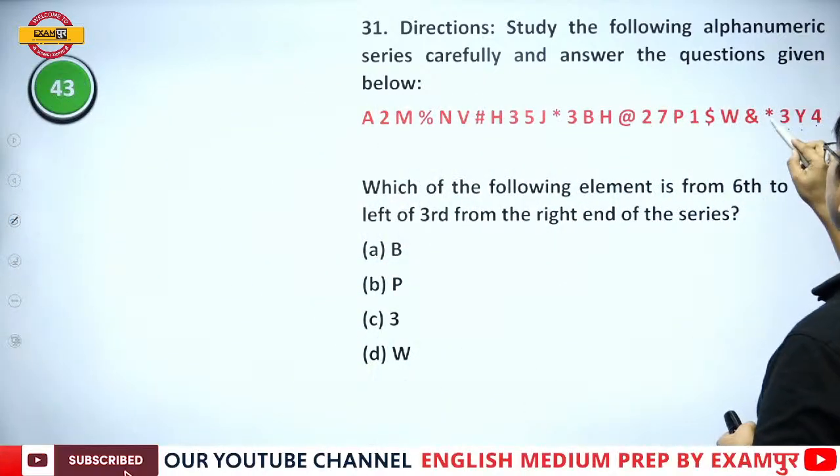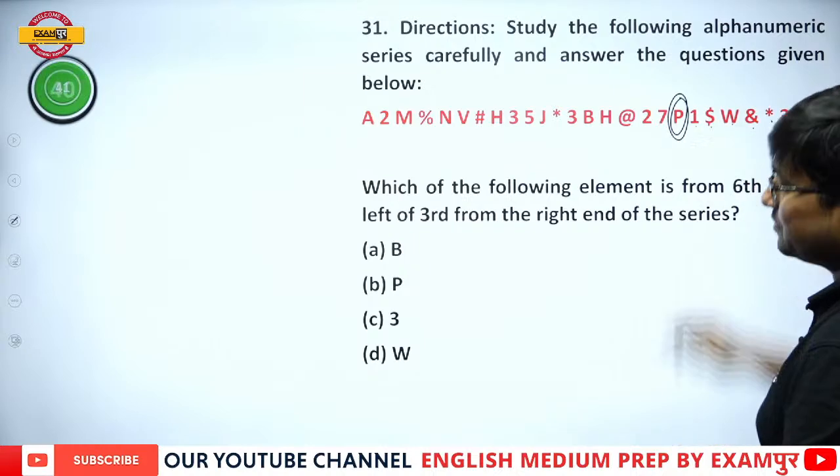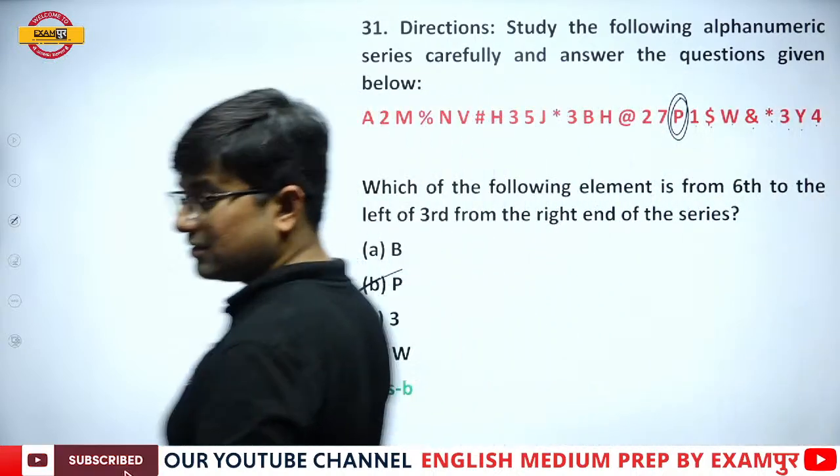Effectively 1, 2, 3, 4, 5, 6, 7, 8, 9th. So that's P. Answer is option number B, that is P.